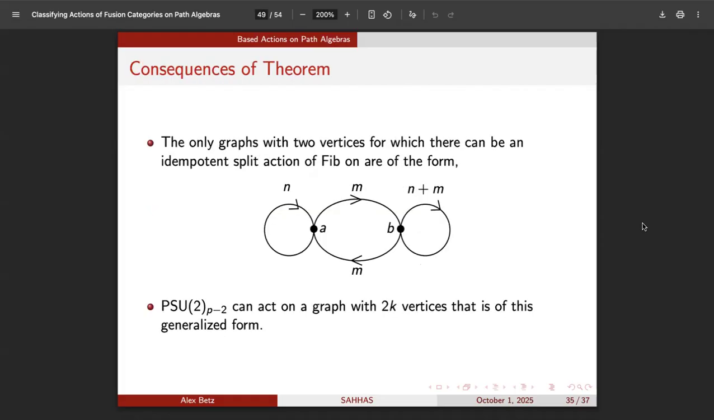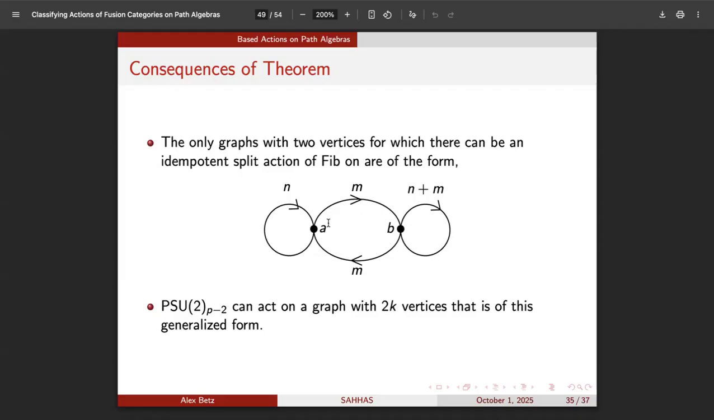The only graphs of two vertices that the Fibonacci category can act on are graphs that look like this, where we have two vertices, we have m paths from A to B, m paths from B to A, n paths from A to A, and n plus m paths from B to B. There was the Fibonacci kind of thing going on here: n, m, n plus m. And you can generalize this idea up to PSU2 acting on graphs with 2k vertices that have this structure appearing everywhere almost.